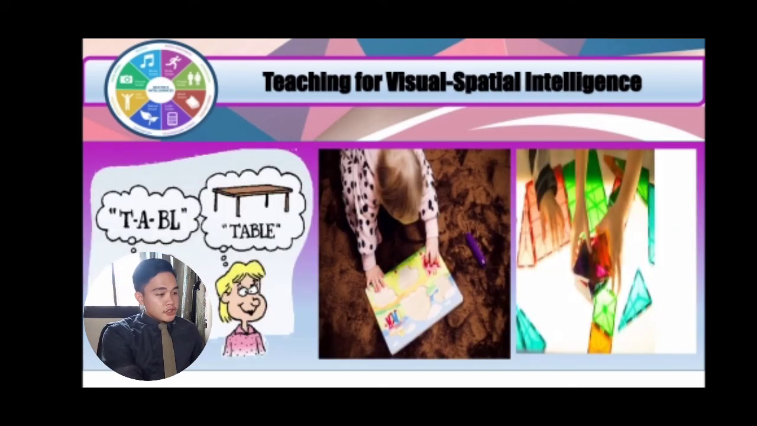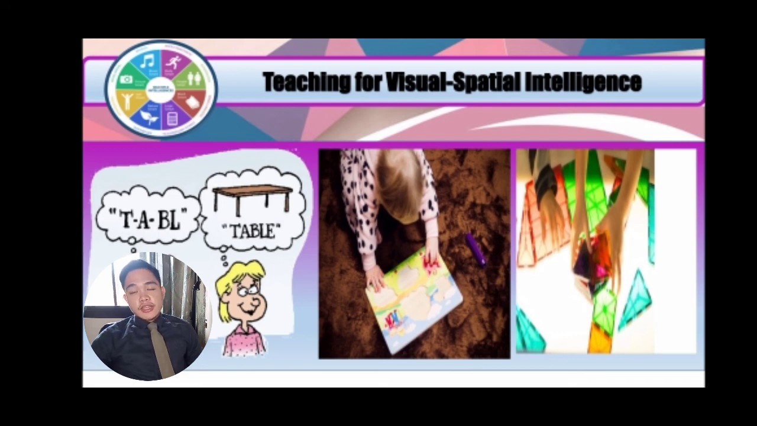Next, we have teaching for visual spatial. For teaching visual spatial, you can use mapping techniques here, and use guided visualizations or verbal imagery, and provide opportunities for artistic expression using a variety of mediums. What are these mediums? We have paint, clay, etc. And allow for believing in fantasy to enhance imagination.